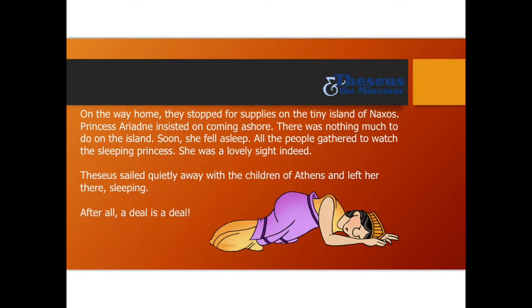On the way home, they stopped for supplies on the tiny island of Nanox. Princess Ariadne insisted on coming ashore. There was nothing much to do on the island. Soon she fell asleep. All the people gathered to watch the sleeping princess. She was a lovely sight indeed. Theseus sailed quietly away with the children of Athens and left her there, sleeping. After all, a deal is a deal.